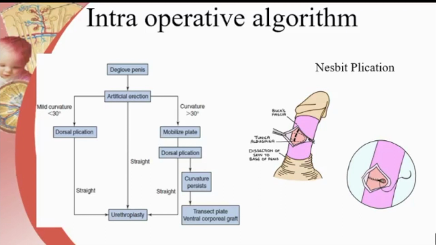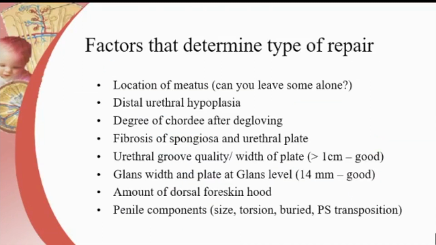Now, in a patient who has a curvature of more than 30 degrees, you may sometimes have to decide whether you have to divide the urethral plate and then remove the chordee tissue. So there are multiple factors that determine the type of hypospadias repair. The location of the meatus.